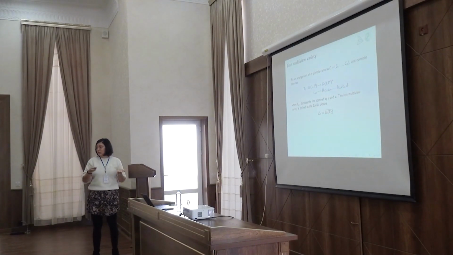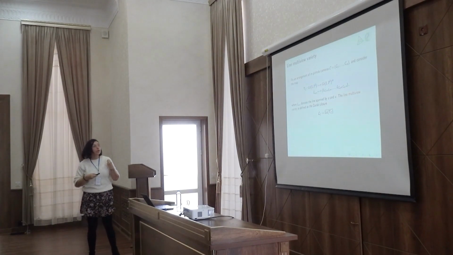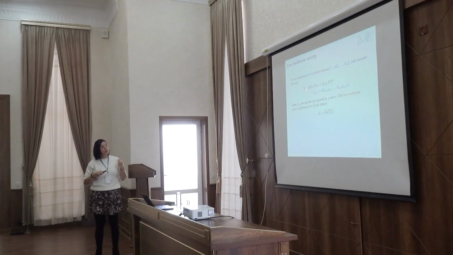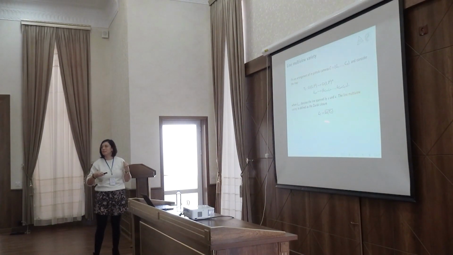So that's what we started to do. What we did was define the line multivariety in a very similar way to what they did in the point multivariety. We took our image that goes from the Grassmannian of lines in P3 to the Grassmannian of lines in P2 to the n, because we have n cameras, and then we collect all the possible images of lines. Then we take the Zariski closure, and that's the line multivariety.